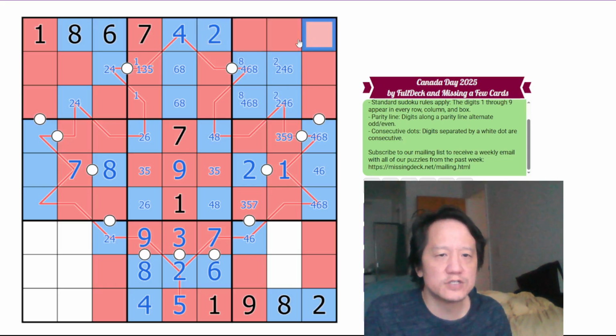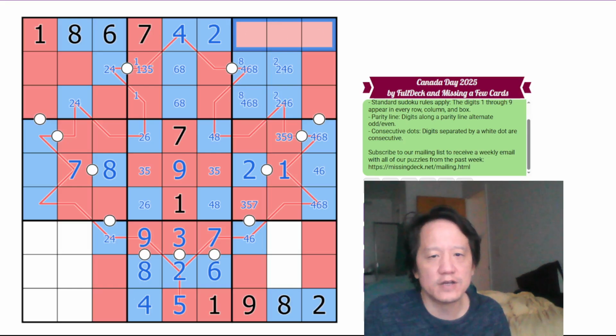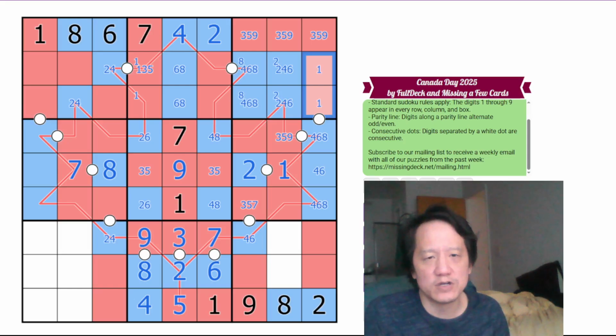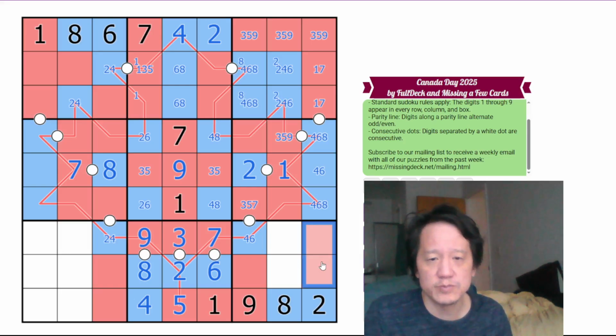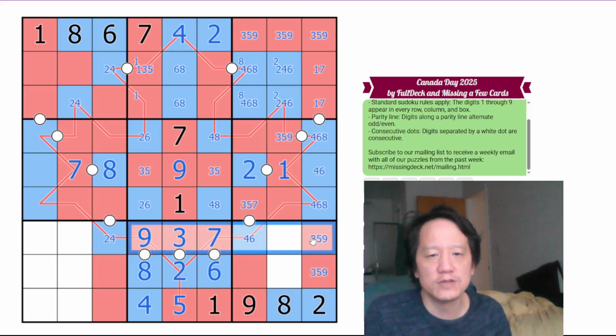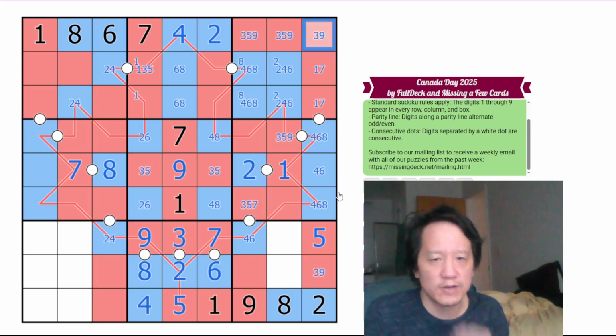The remaining digits in row 1 are 3, 5, and 9. So this is 3, 5, and 9. That leaves these digits as 1 and 7. That eliminates 1 and 7 in the rest of the column, so this has to be 3, 5, and 9. This can't be 3 or 9 because of 3 or 9 in the row, so this is a 5, which eliminates 5 from being here and being here.